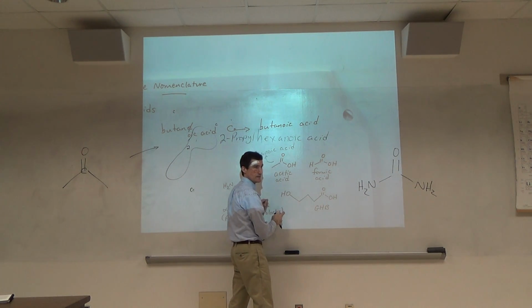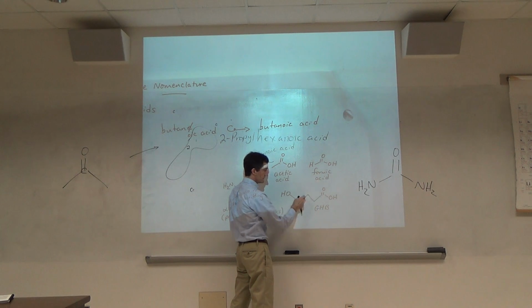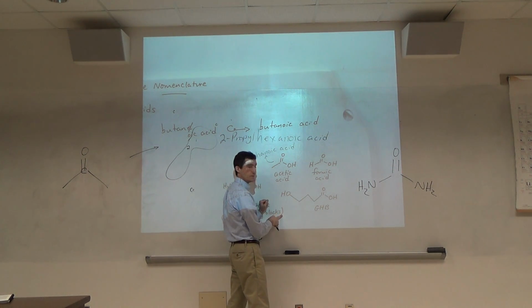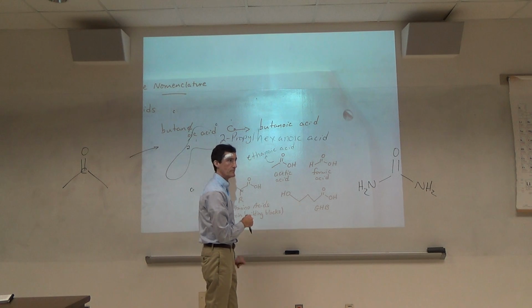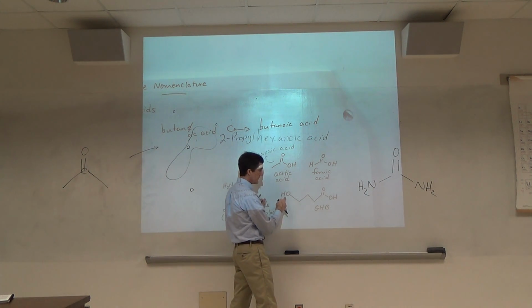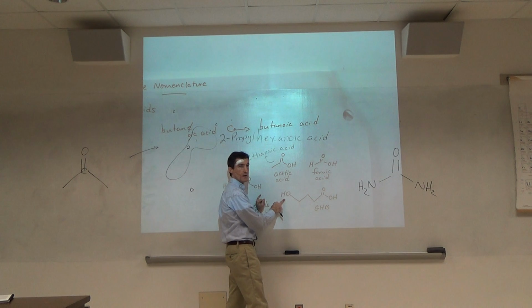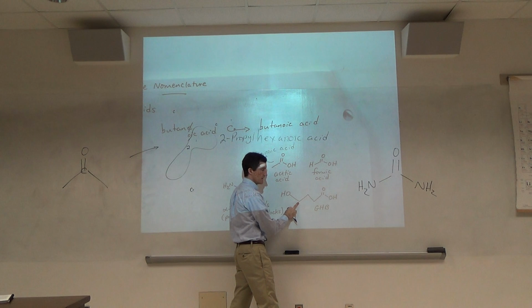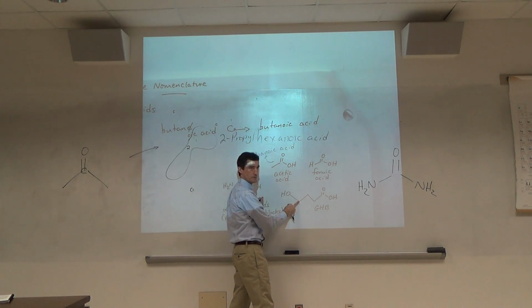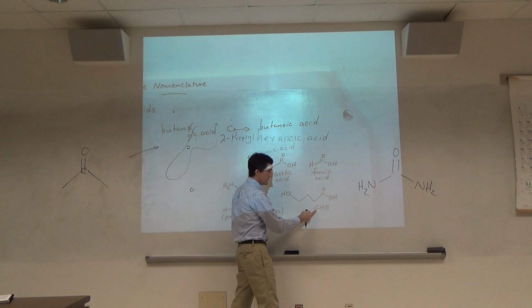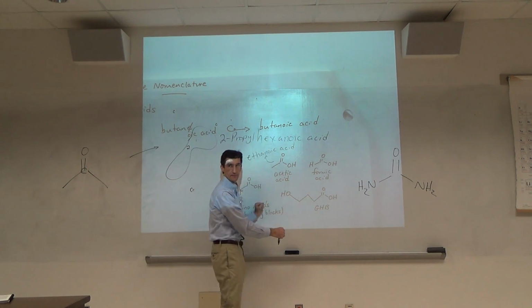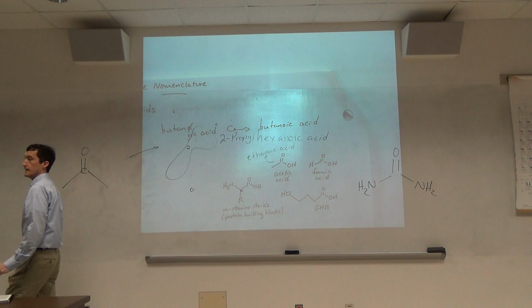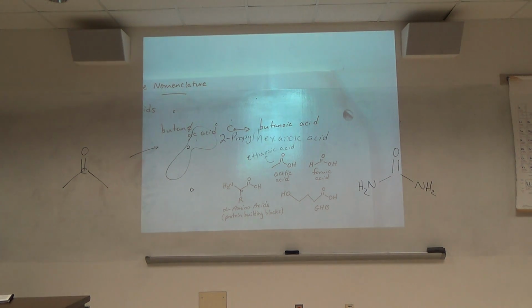Name this compound. What's the longest continuous chain? So what do we have? Butanoic acid. What's on the end position? What's the name of the substituent? Hydroxy. What position is this? You can call it 1, 2, 3, 4. You can also call it what? Alpha, beta, gamma. Gamma hydroxy butanoic acid. GHB. Make sense?